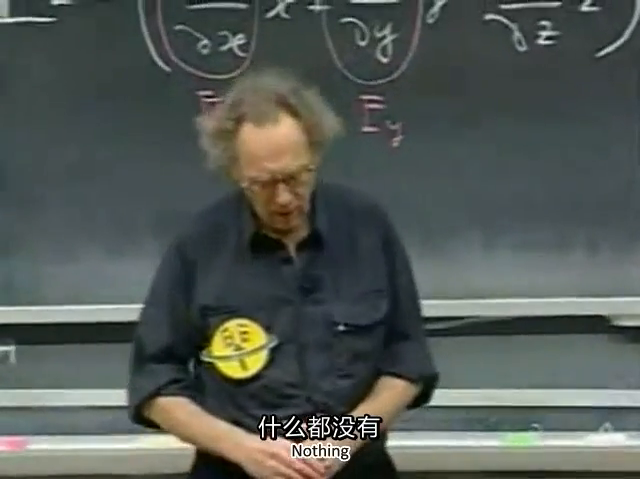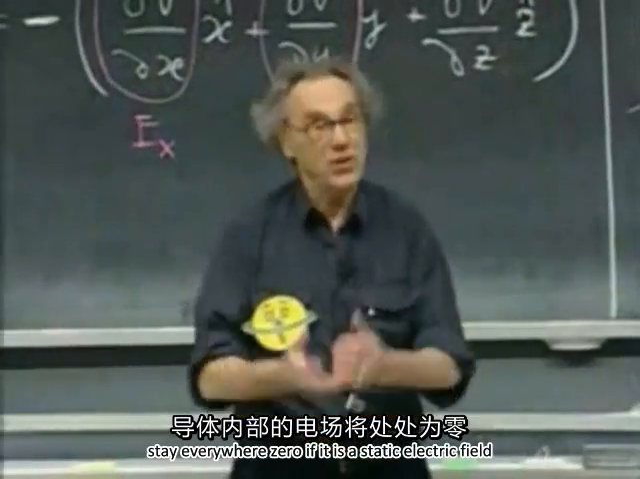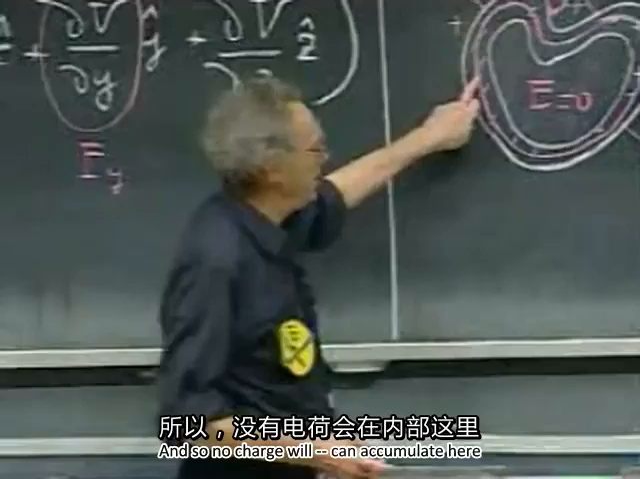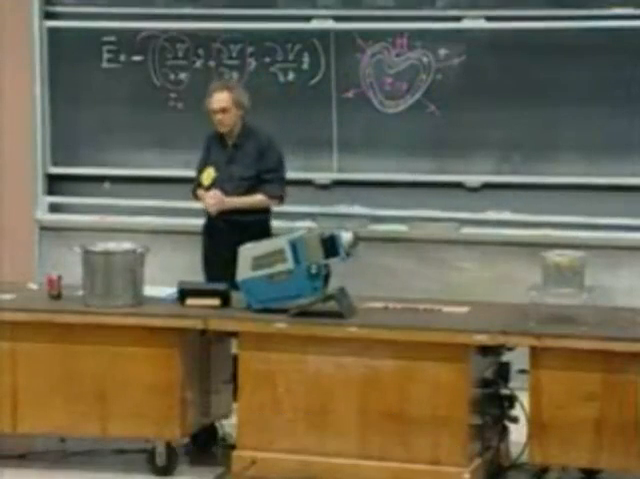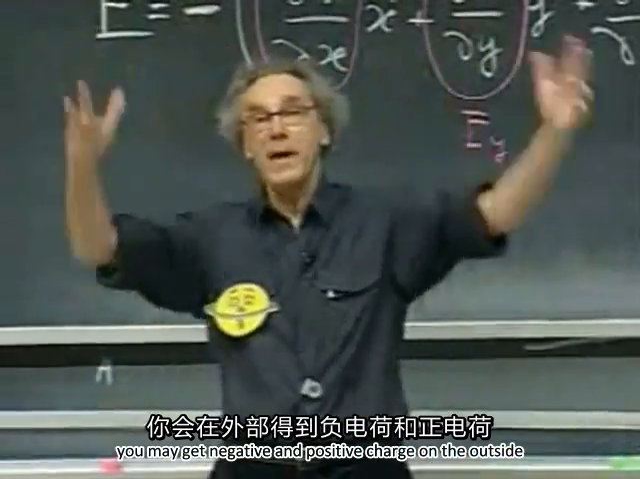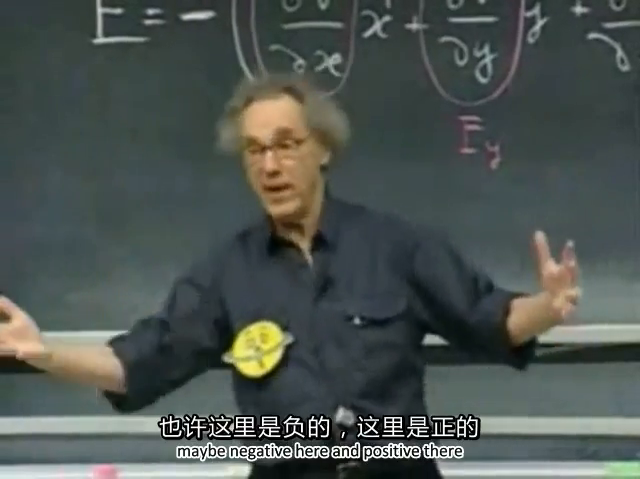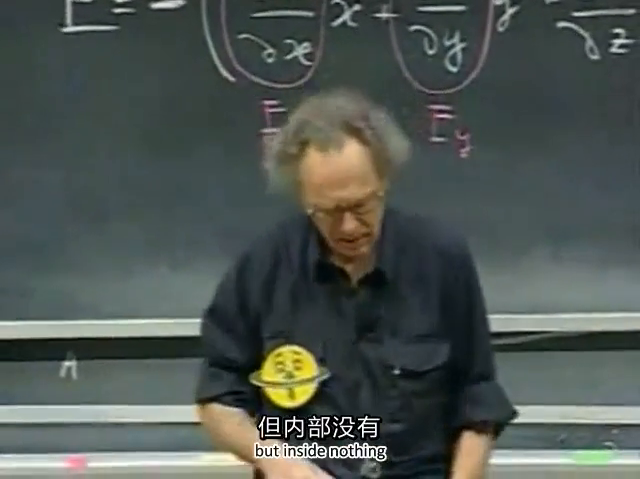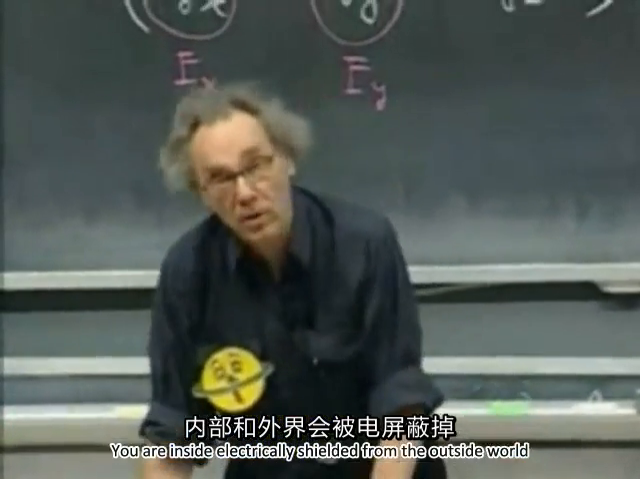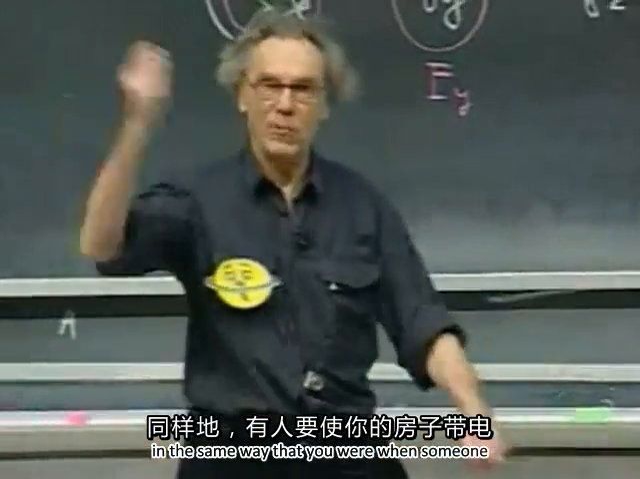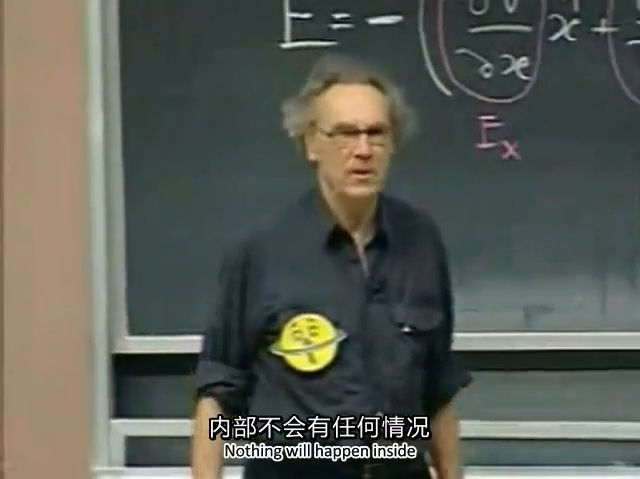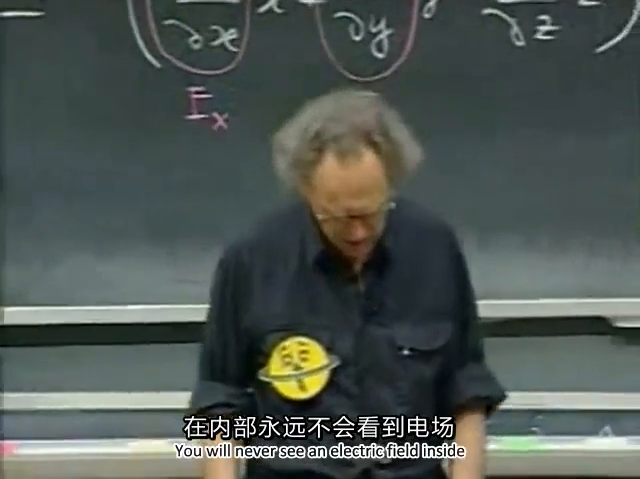Nothing. The electric field in the conductor must stay everywhere zero if it is a static electric field. And so no charge can accumulate here, and no charge can accumulate on the inside. And so, as you bring this electric field on the outside, you may get negative and positive charge on the outside, maybe negative here and positive there, but inside, nothing. You are inside electrically shielded from the outside world in the same way that you were when someone was trying to put charge on your house. Now someone is trying to zap you with electric fields. Nothing will happen inside. You will never see an electric field inside.